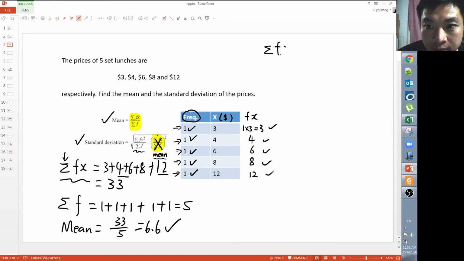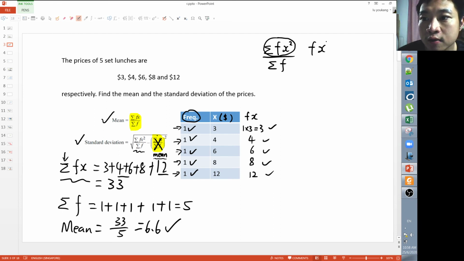Okay, so pick this out and write it here. Alright, so let's look at the numerator first. The numerator says we need to find the summation of fx square, by the way. So, summation of this fx square.